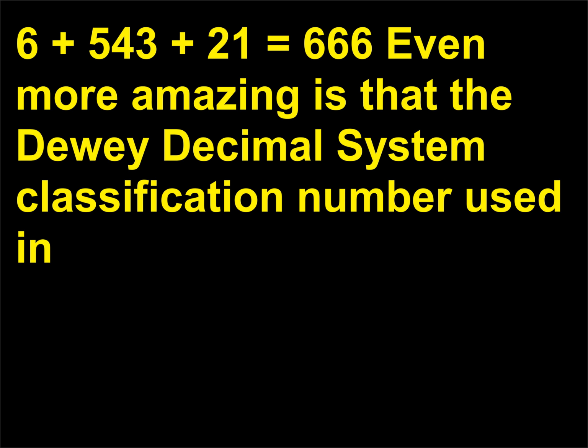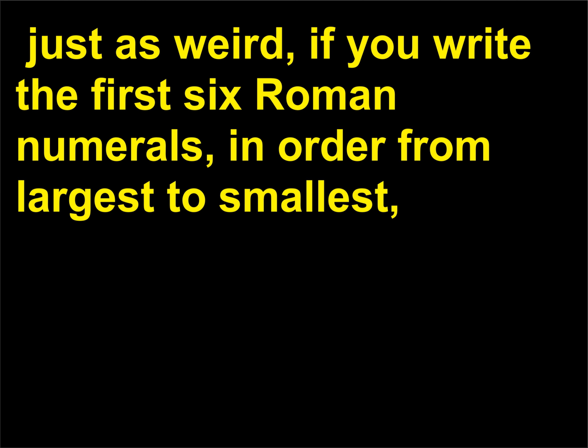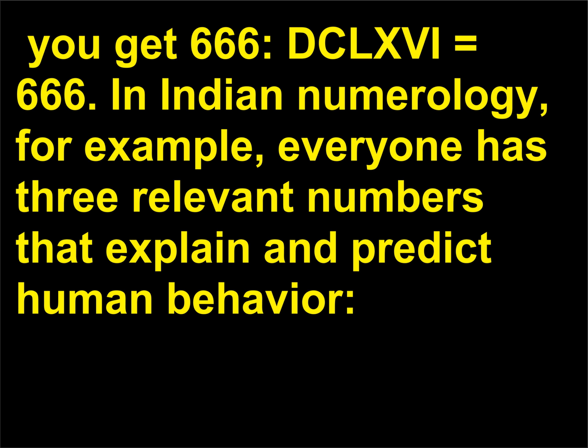Even more amazing is that the Dewey Decimal System classification number used in libraries for numerology is 133.335. Reverse the number and add to get 133.335 plus 533.331 equals 666.666. And just as weird, if you write the first 6 Roman numerals in order from largest to smallest, you get 666: DCLXVI equals 666.